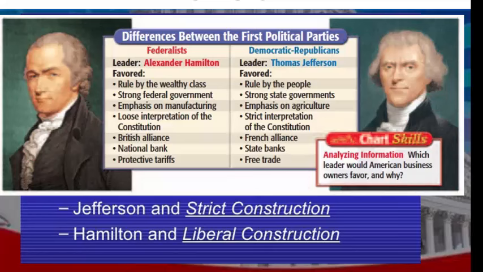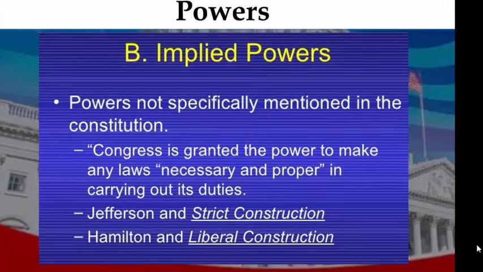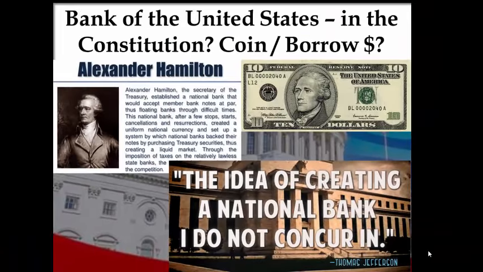We call Jefferson's people like that strict constructionist, meaning only what's in the Constitution, and liberal construction for Hamilton. I've also heard loose constructionists. So one of the first things that Alexander Hamilton did was to create a national bank.